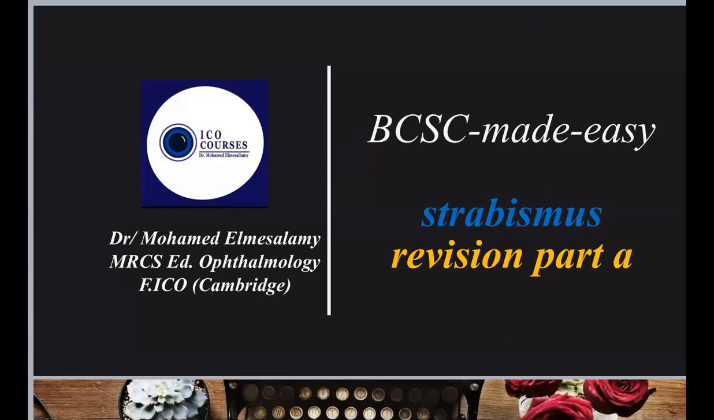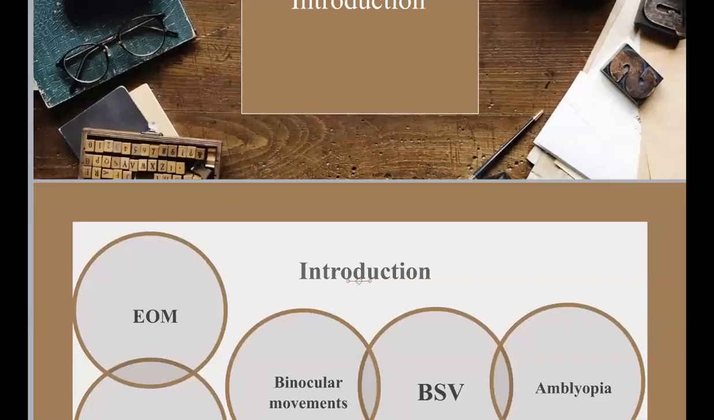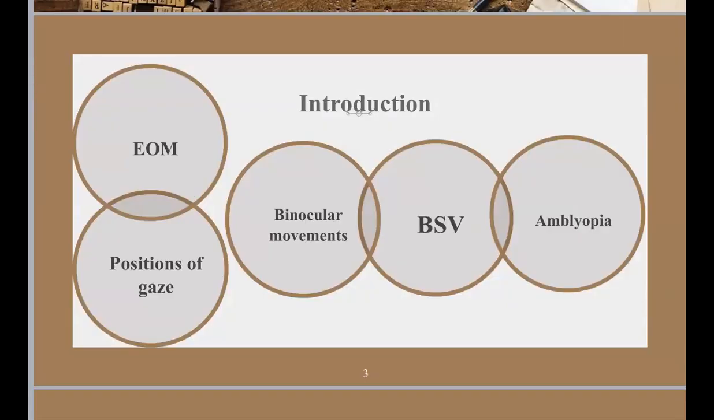Okay, so let's start here with the introduction, which is the motor and the sensory aspects of strabismus or extraocular muscles. Here: extraocular muscle anatomy, positions of gaze and binocular movement. This is the motor physiology or the motor aspects of extraocular muscles. The sensory aspects will be binocular single vision and amblyopia. Okay, after this introduction, as I told you, I'll go through evaluating a case of strabismus.